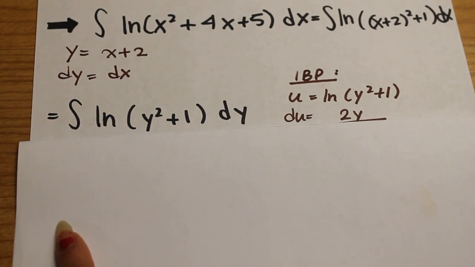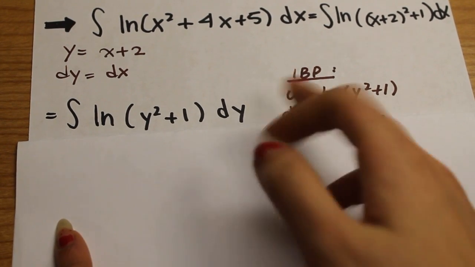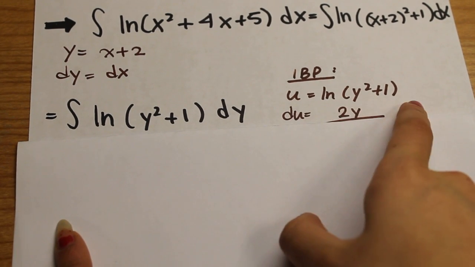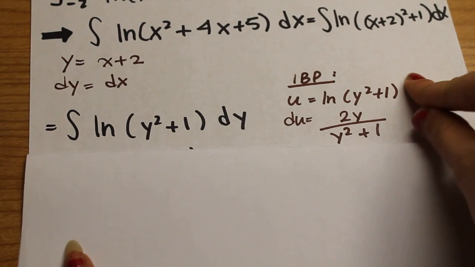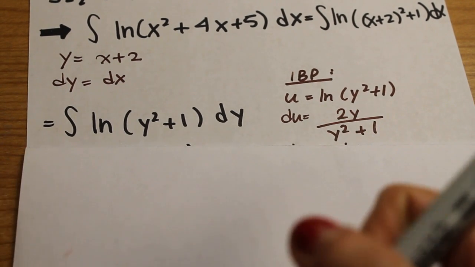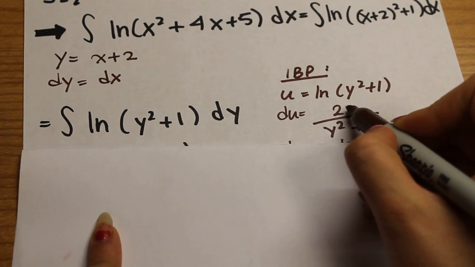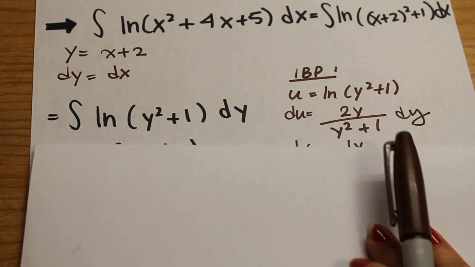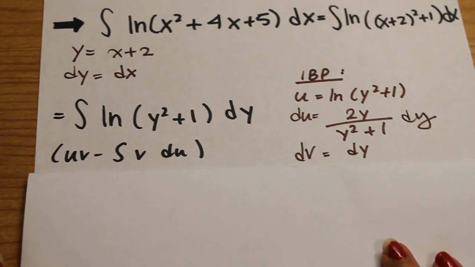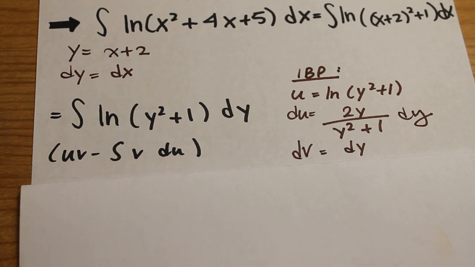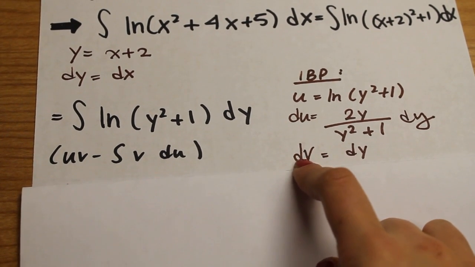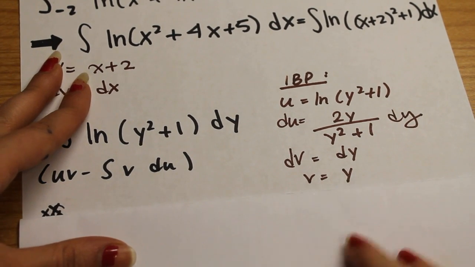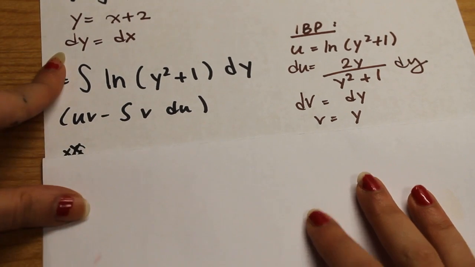Because there's a ln here, the only way you can solve it is through IBP. So we're going to set u equal to ln of y squared plus 1, making du, oh, I forgot to put the dy here, making du equal to 2y over y squared plus 1 dy. There we go. Now, dv is equal to dy, because that's the only thing that's left, and that makes v equal to y. Now you're going to plug that into the IBP equation.